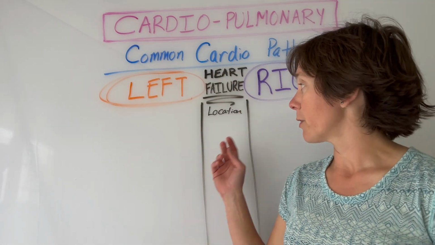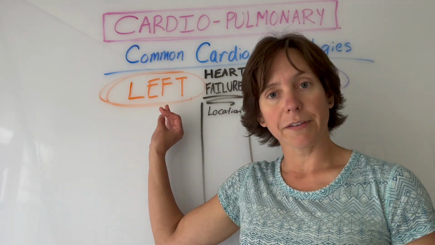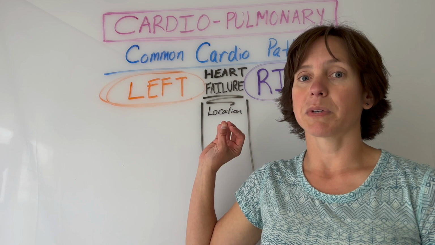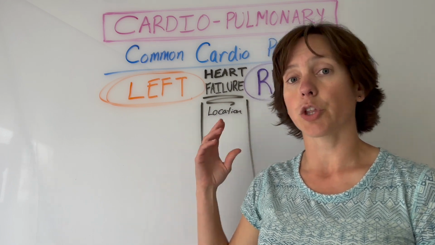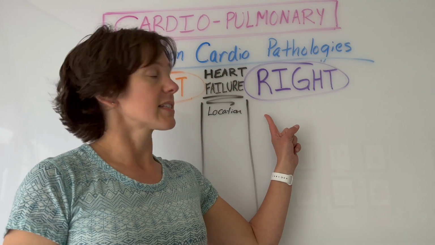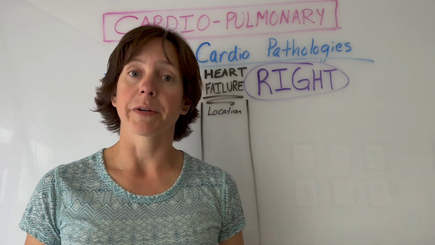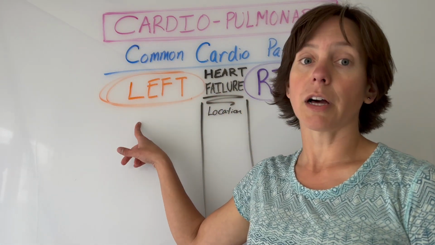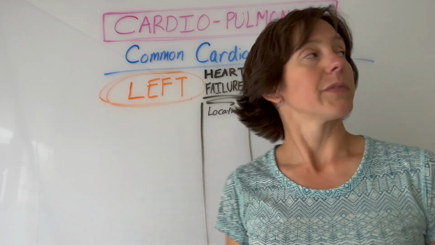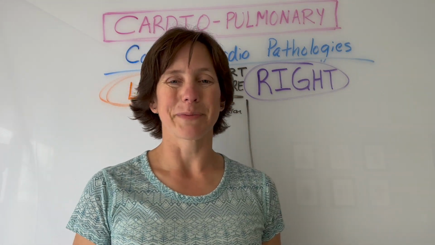So for heart failure, the location for left-sided heart failure is going to be that all the fluid backs up into the lungs. For right-sided heart failure, all the fluid is going to back up into your periphery. So you can remember left lungs, LL, and right periphery.